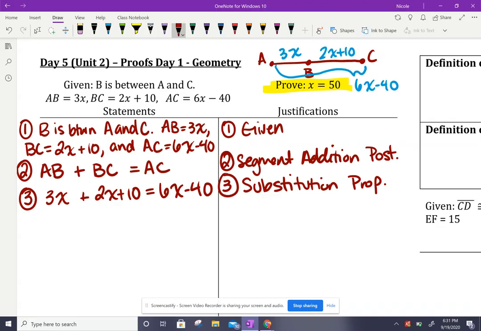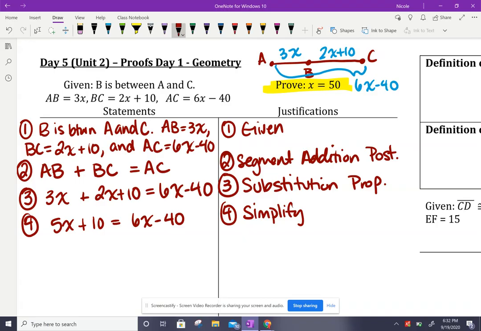Now we solve this like we would with our algebraic proofs that we did at the beginning of the year. Combine like terms, solve for x, make sure our last statement matches the provided proof. So the first thing I'm going to do is combine like terms, and when we do that with proofs, we call that simplify. And I'm going to look at the things on the left-hand side of my equation that I can combine together, which would be that 3x and 2x. So that gives me 5x plus 10 equals 6x minus 40.